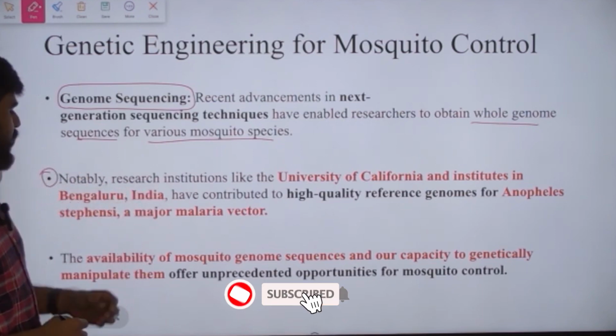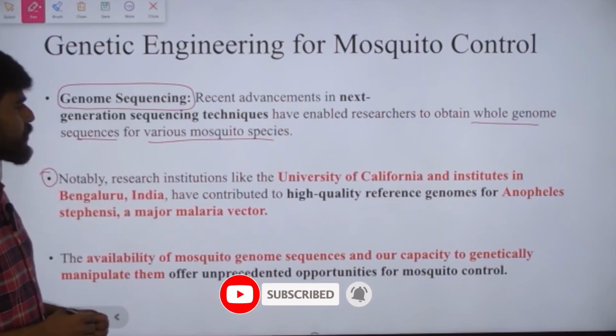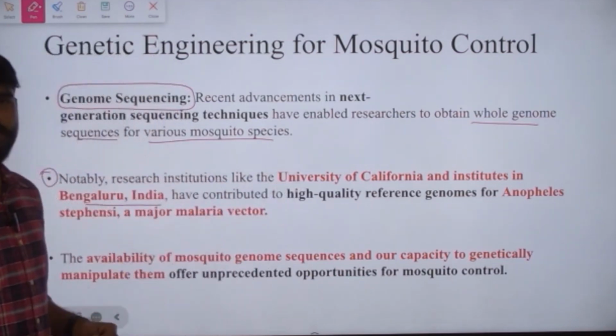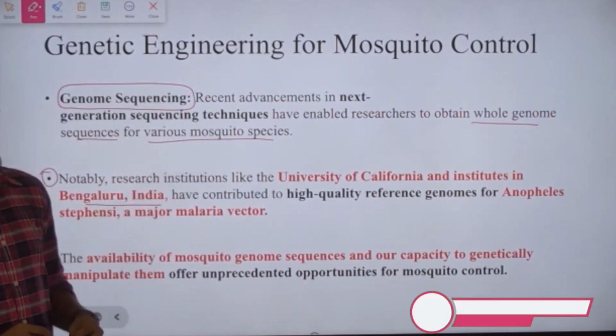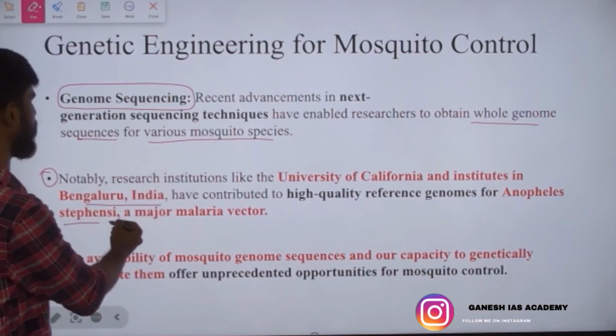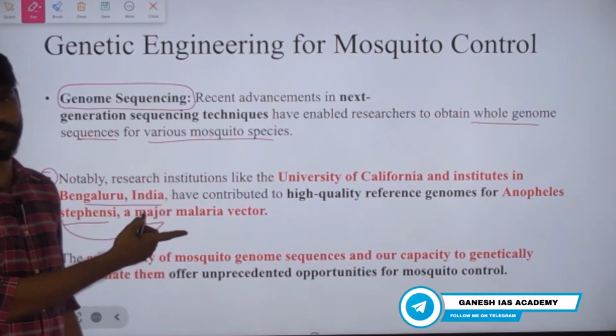Research institutions like the University of California and institutes in Bengaluru in India have contributed to a high quality reference genome for a particular variety of mosquito, that is Anopheles stephensi, which is a major malaria vector.